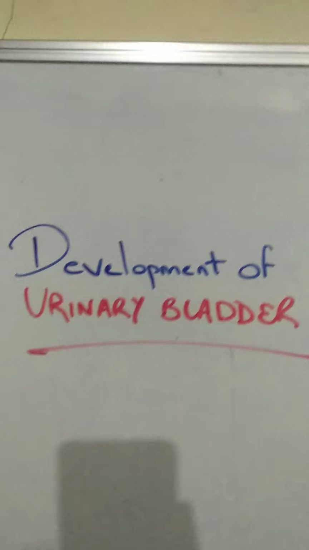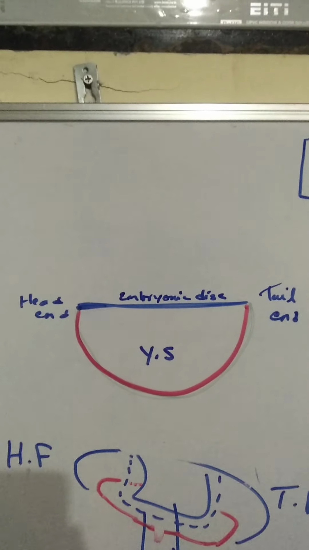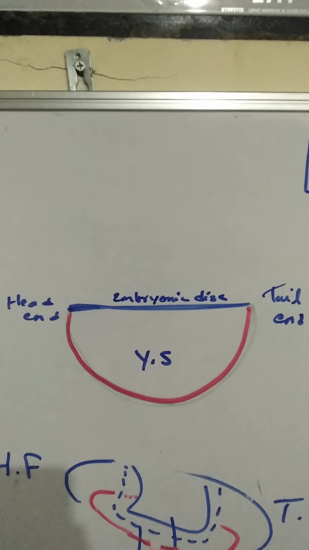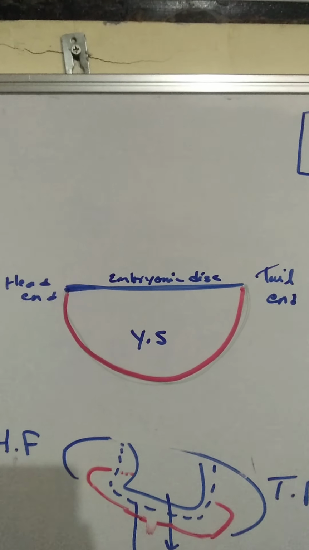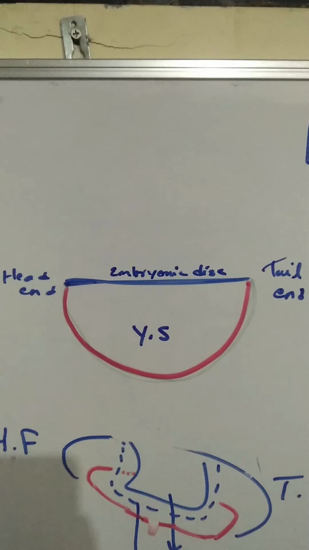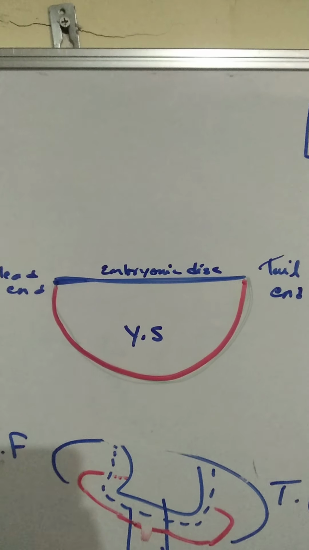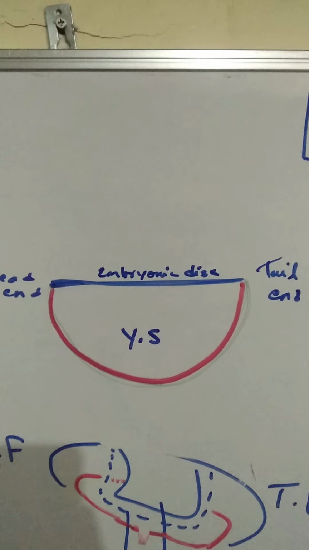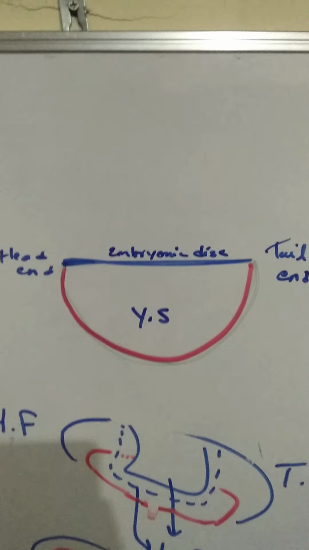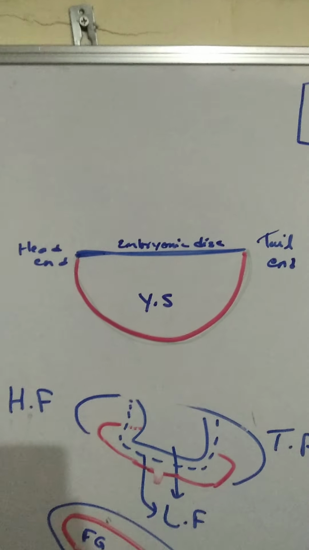So, coming to the topic, development of urinary bladder. In the earlier part of intrauterine life, the embryo is in the form of a disc called the embryonic disc. It will have a head end and a tail end. Ventral to that there will be the yolk sac, and dorsal to that there will be the amniotic cavity. The amniotic cavity is not shown in this picture. Only the yolk sac has been shown.